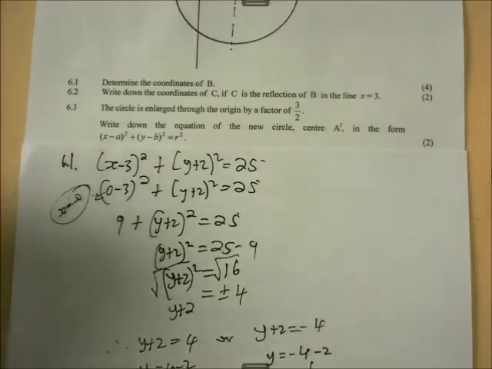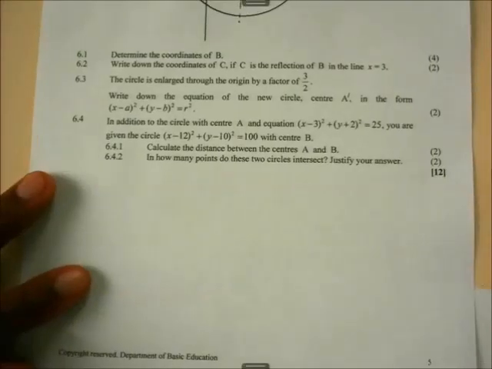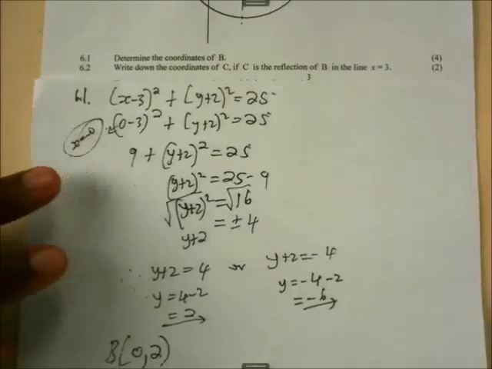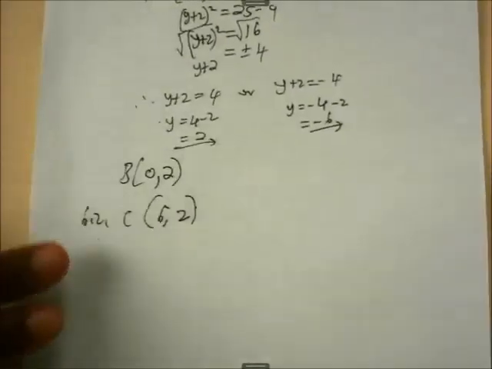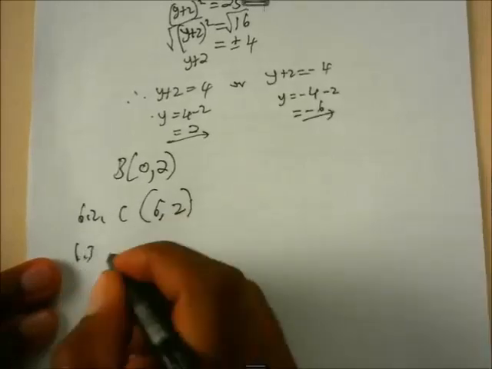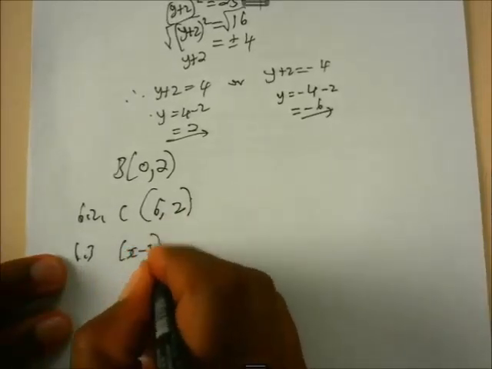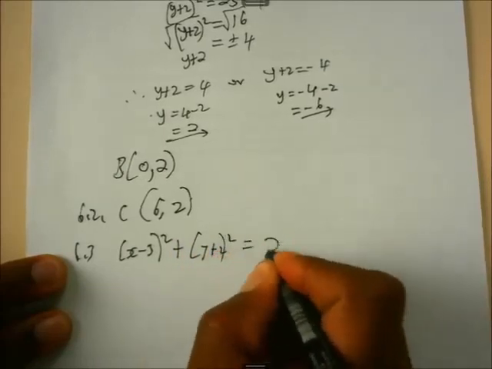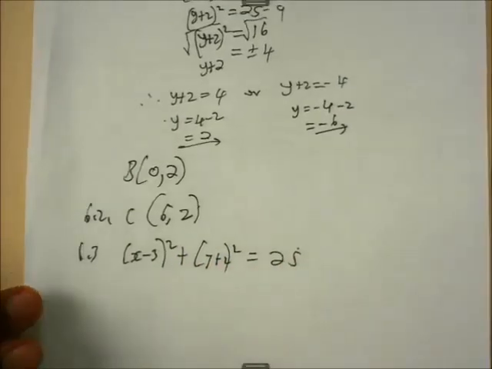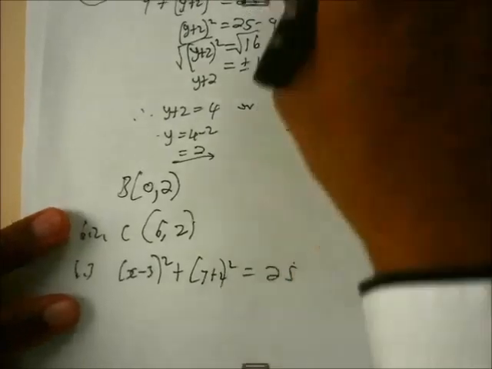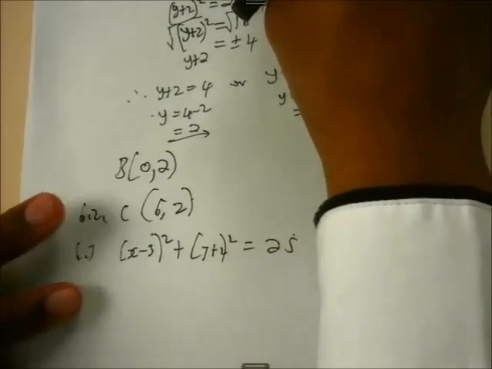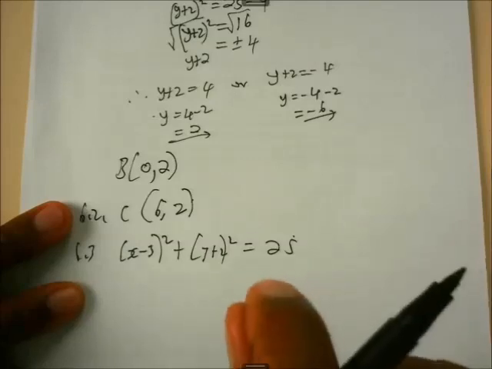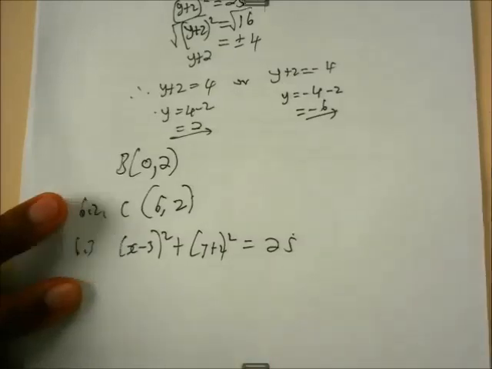What are we going to do now? Yes, boys and girls, we need to multiply. Remember the equation here is x minus 3 all squared plus y plus 2 all squared equals 25. It is easier for us to apply this transformation at the center, unlike multiplying everything out and then applying the transformation. That way is very difficult.